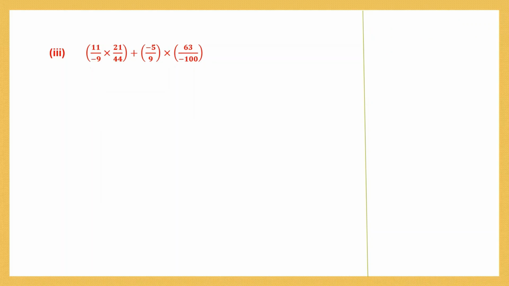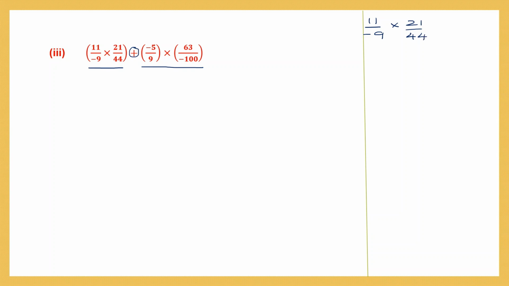Question 3. Now here we have one set of brackets to be removed. Then we have to do the multiplication and then we have to do this addition. So let's remove the brackets first. So what do we have there? We have 11 by minus 9 into 21 by 44.